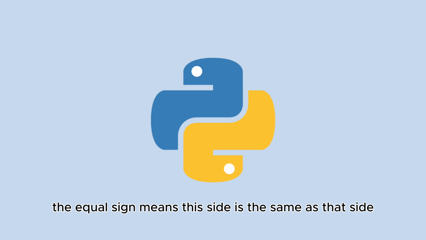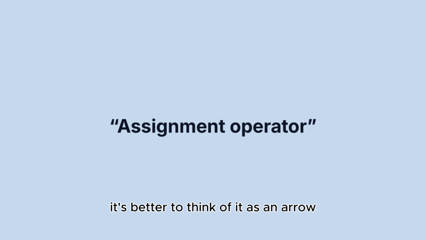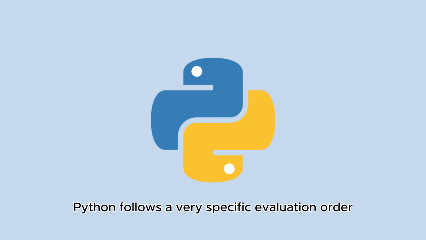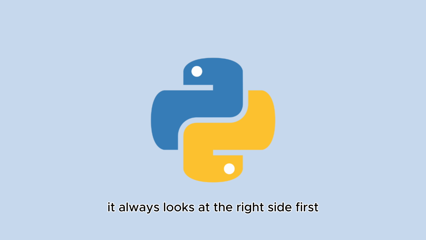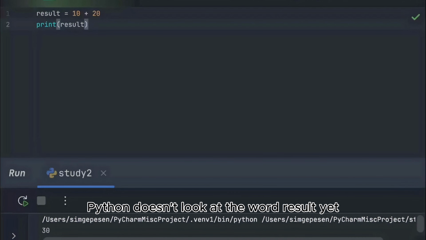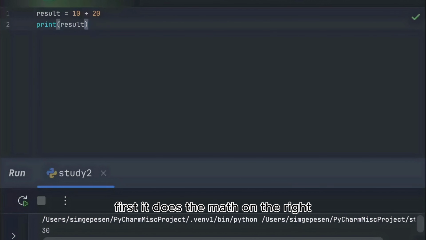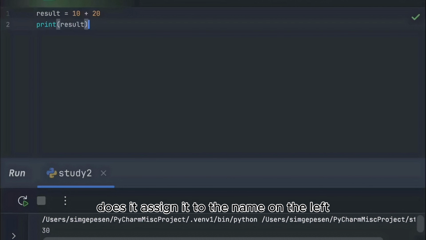In math, the equal sign means this side is the same as that side, but in programming, it's called the assignment operator. It's better to think of it as an arrow pointing to the left. Python follows a very specific evaluation order. It always looks at the right side first. Take the line result equals 10 plus 20. Python doesn't look at the word result yet. First, it does the math on the right. 10 plus 20 becomes 30. Only after it has that final result does it assign it to the name on the left.